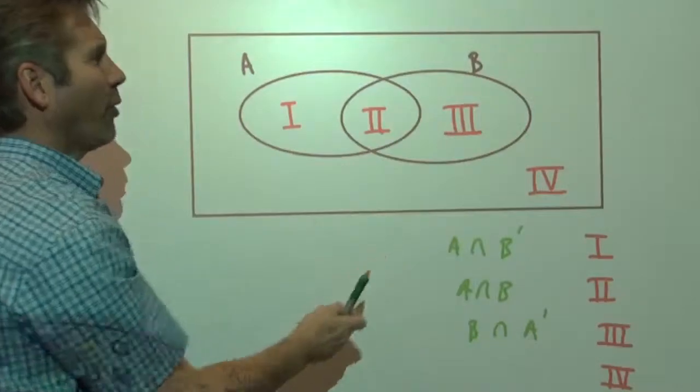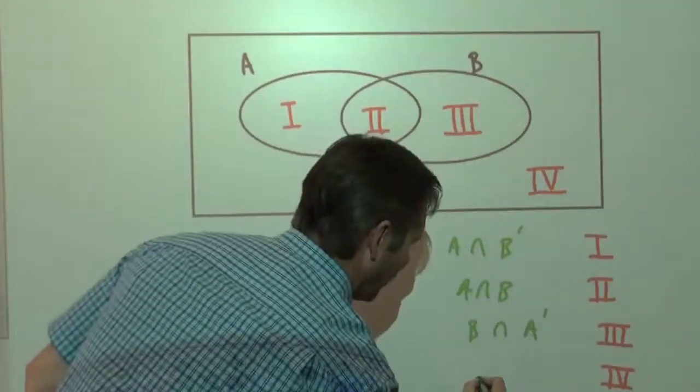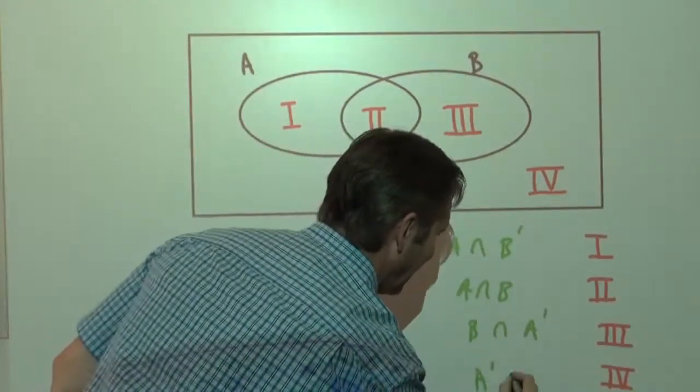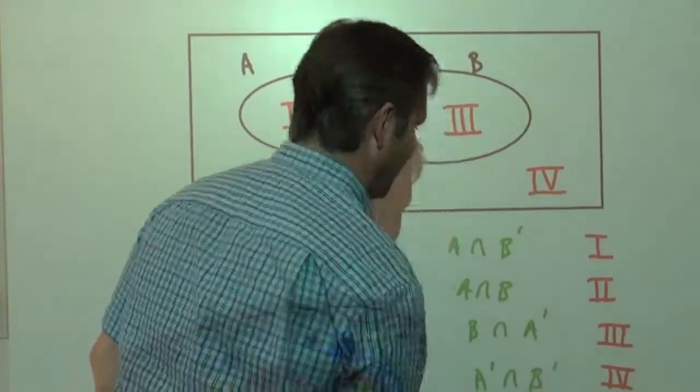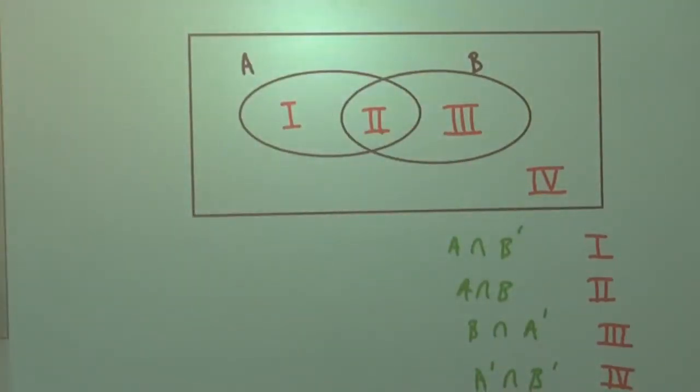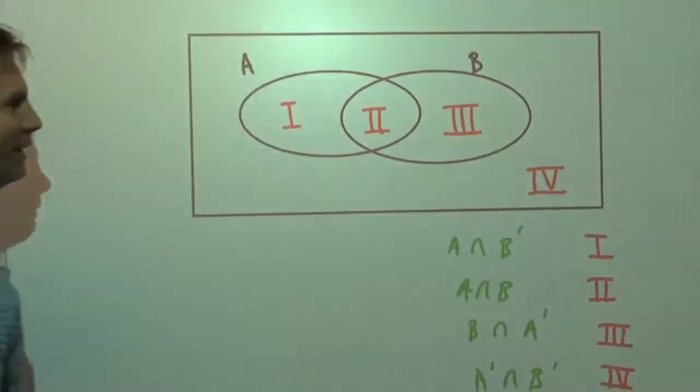And to be in region 4 means you're not in either one. So you're outside of A and you're outside of B. So that little apostrophe means the complement of, it's you're outside of A and you're outside of B.